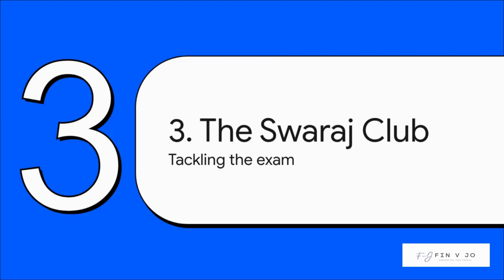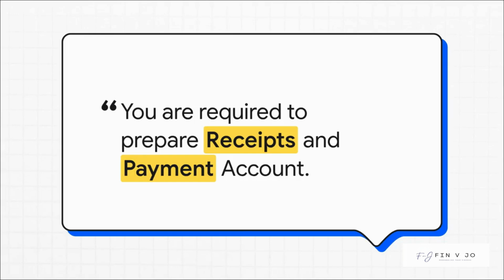All right, moving on to section 3, tackling the Swaraj Club. Let's apply this to a real exam scenario. Okay, it's time for our boss battle. Here is our raw exam prompt. We're tasked with preparing the receipts and payments account for the Swaraj Club for the year ended March 31st, 2022.